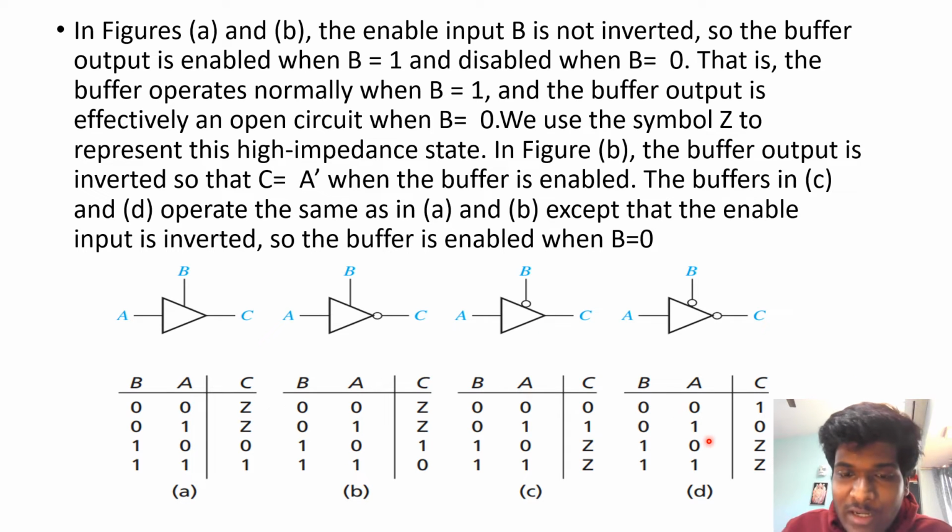In case of figure D, both the enable input B and the output C are inverted. Therefore, for the circuit to function, B must have a value of 0, and to get an output of 1, A must have an input of 0.